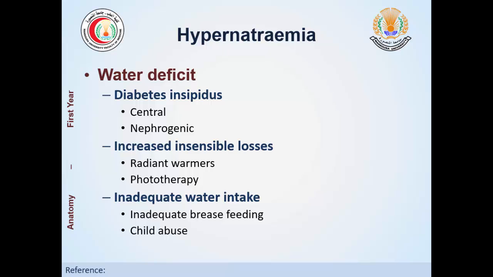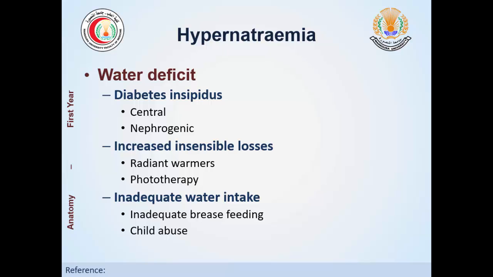Hypernatremia due to water deficit in case of diabetes insipidus, either central or nephrogenic, and diabetes insipidus is a condition characterized by a large amount of diluted urine and increased thirst. The amount of urine produced can be nearly 20 liters per day, so the serum sodium will be relatively increased.